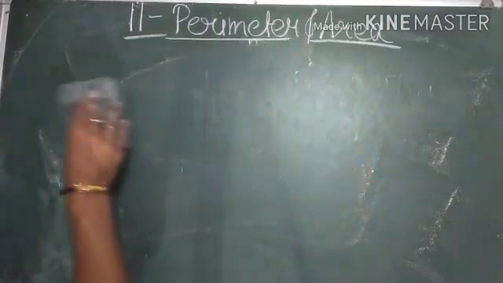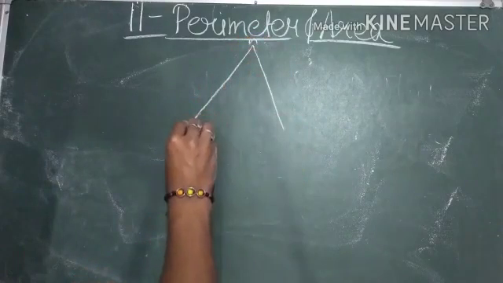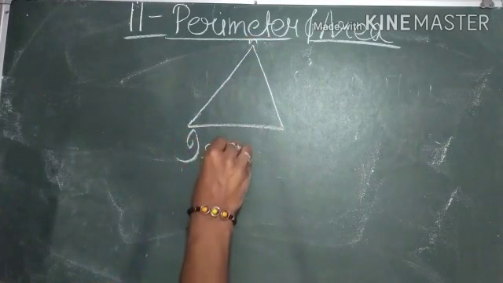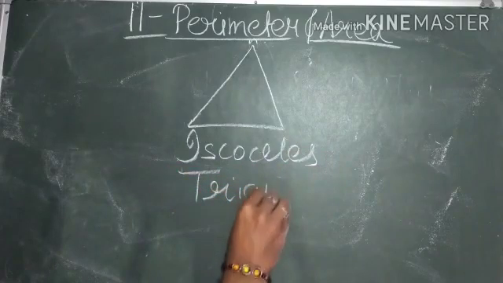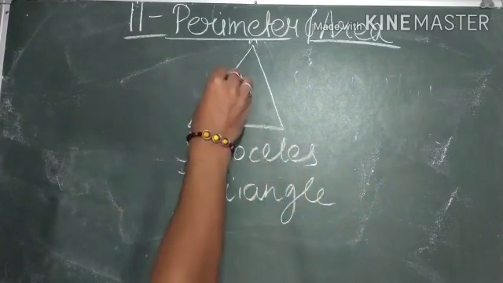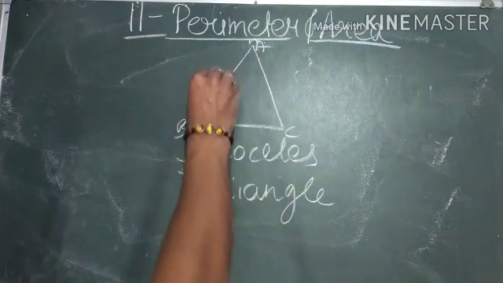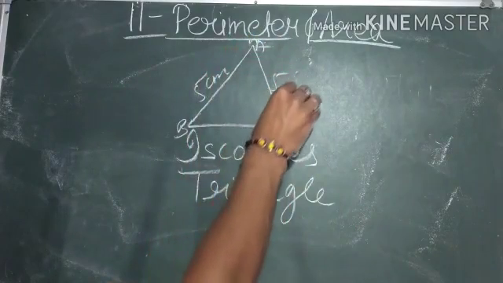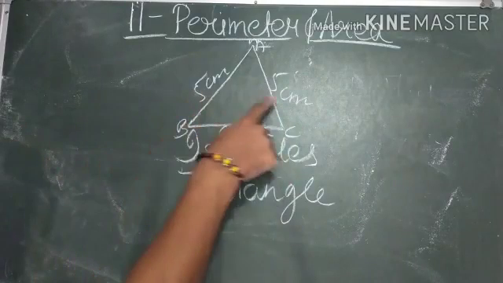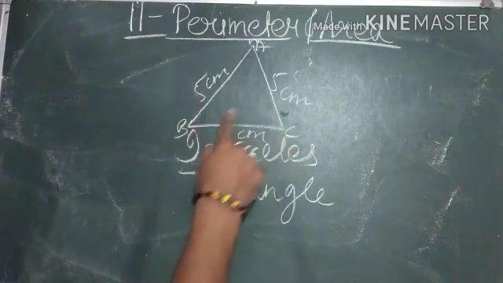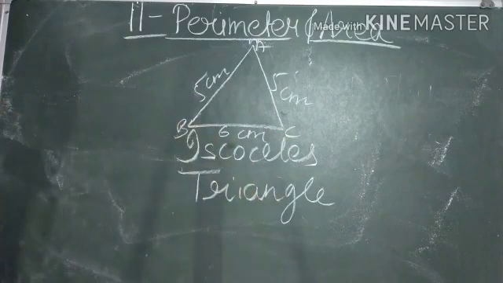Now the second triangle we will talk about is your isosceles triangle. Isosceles triangles are triangles which have two sides equal. For example, ABC is a triangle in which AB and AC are 5 centimeter and BC is 6 centimeter. So as we can see, these two sides are of similar length and this third side has a different length. So this is an isosceles triangle.